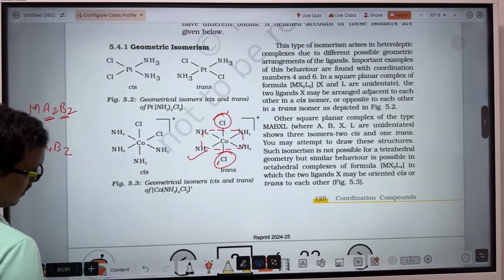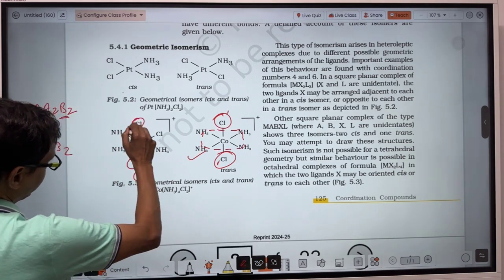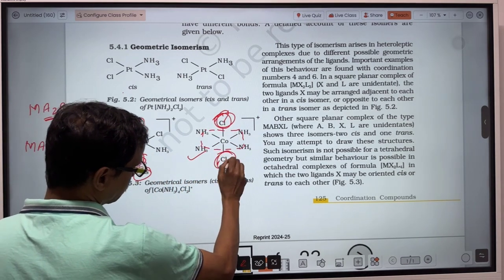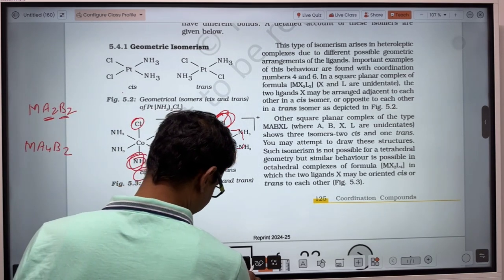Here this one, above and below is different. So that's why cis. Here above and below is same. That's why trans.